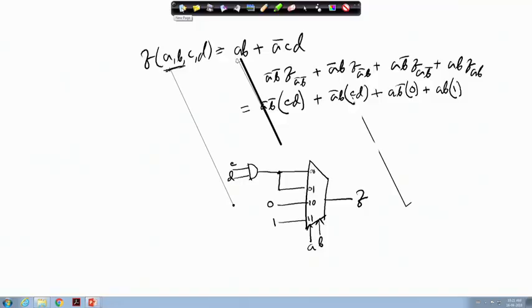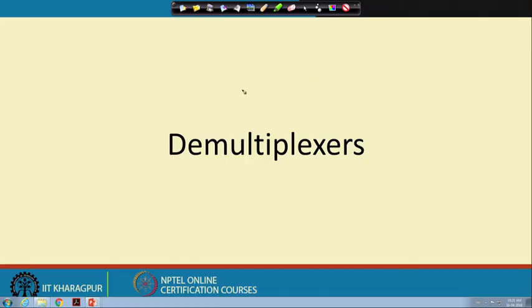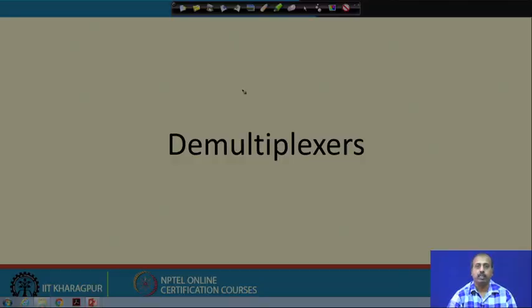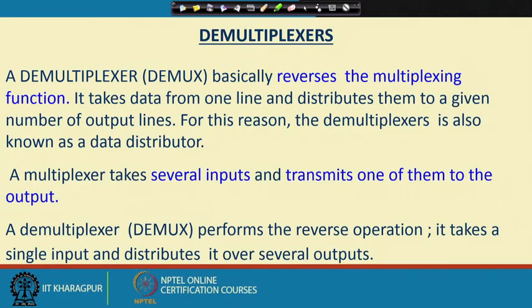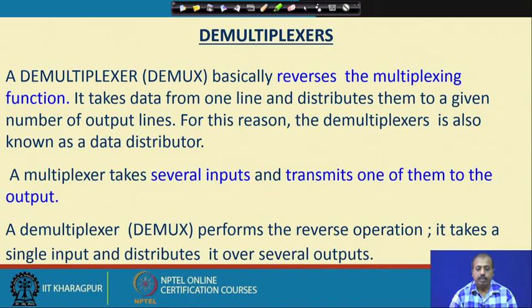Okay. So, with that we will be going to a new topic, which is the demultiplexer. So, this demultiplexer is just the opposite of the multiplexer. A demultiplexer reverses the multiplexing function: it takes data from one line and distributes them to a given number of output lines. To which output line the input will go is determined by the select input.